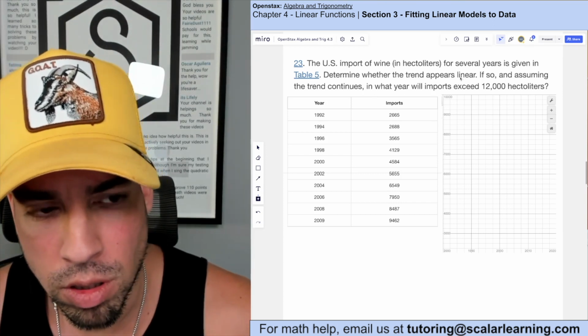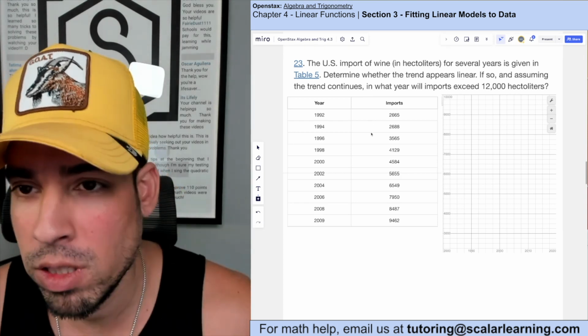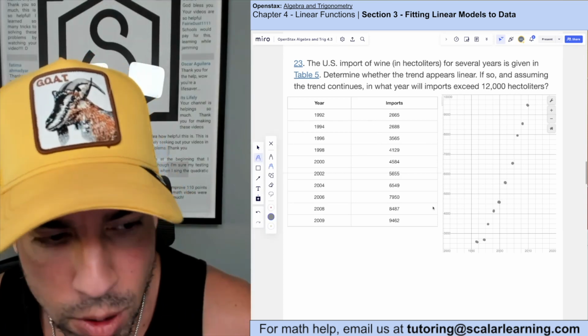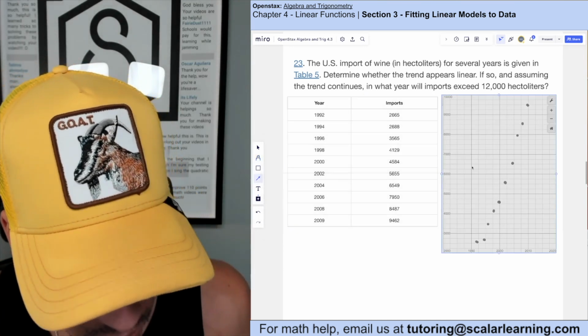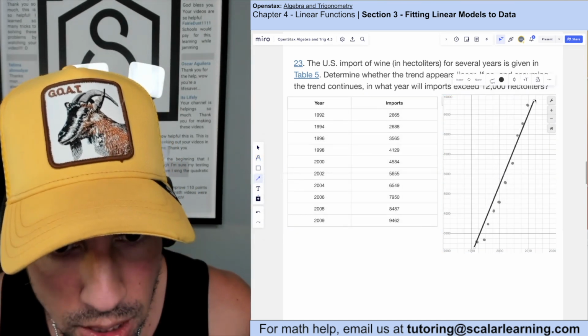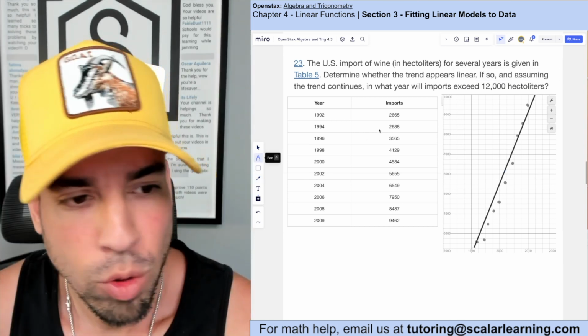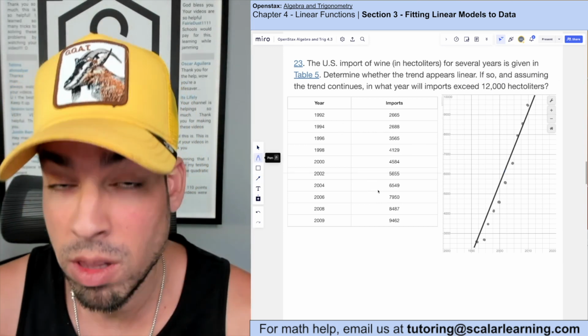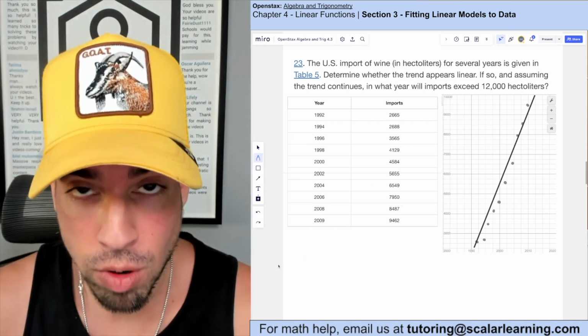So for this question, we have imports of wine for several years given in table 5, and then we're trying to determine whether or not this appears linear. So the first thing I'm going to do is plot this data out just so you can see visually what it looks like. So this is roughly what the data looks like, and you can see that it would make sense that we could have some sort of a line of best fit that would look something like this. So when you input this data into a TI-84 calculator and run it through the linear regression, you see the following values for r, a, and b.